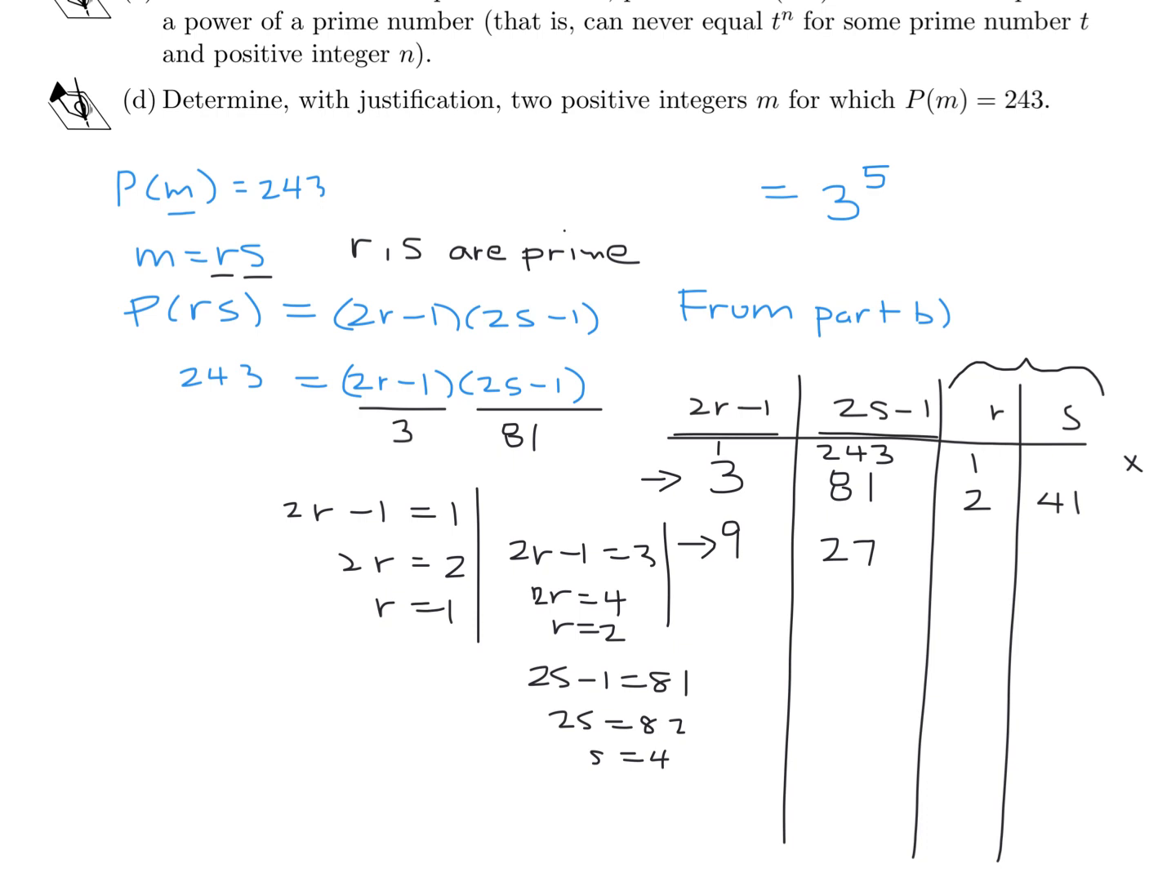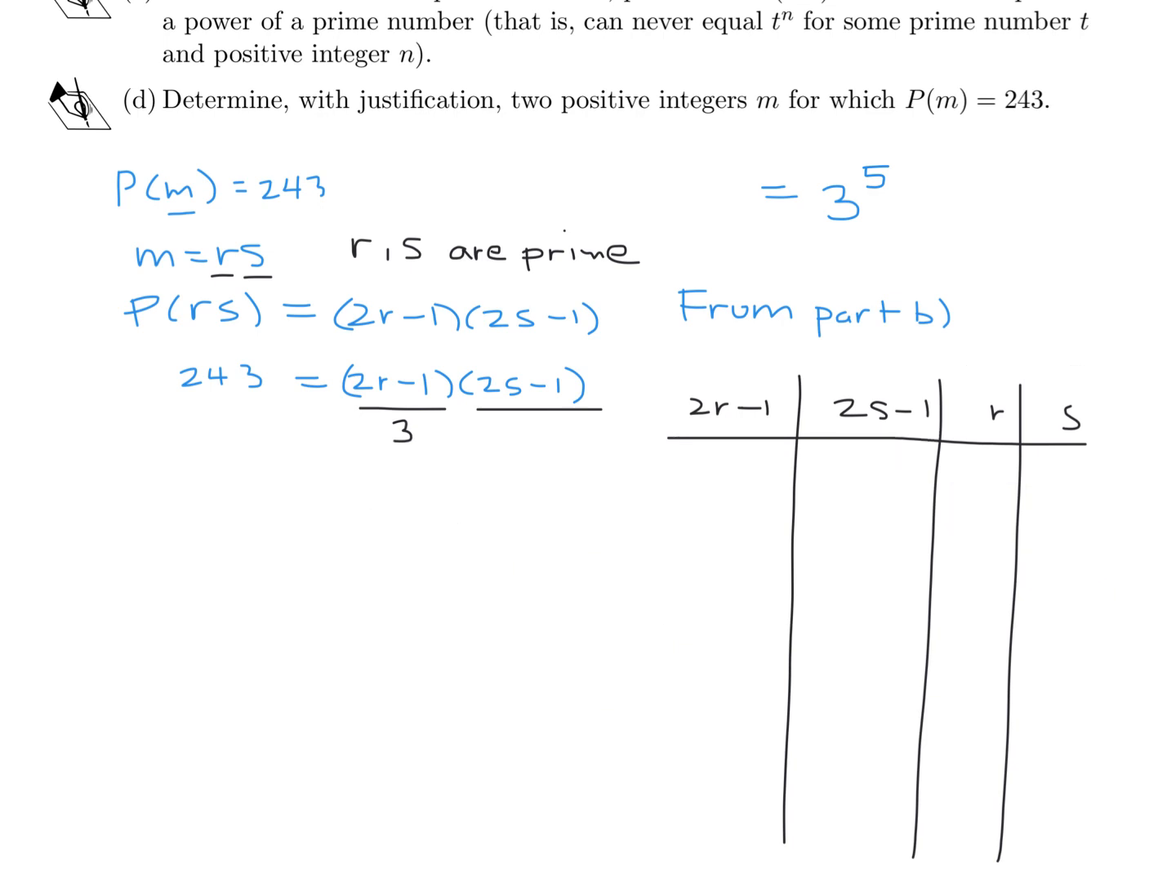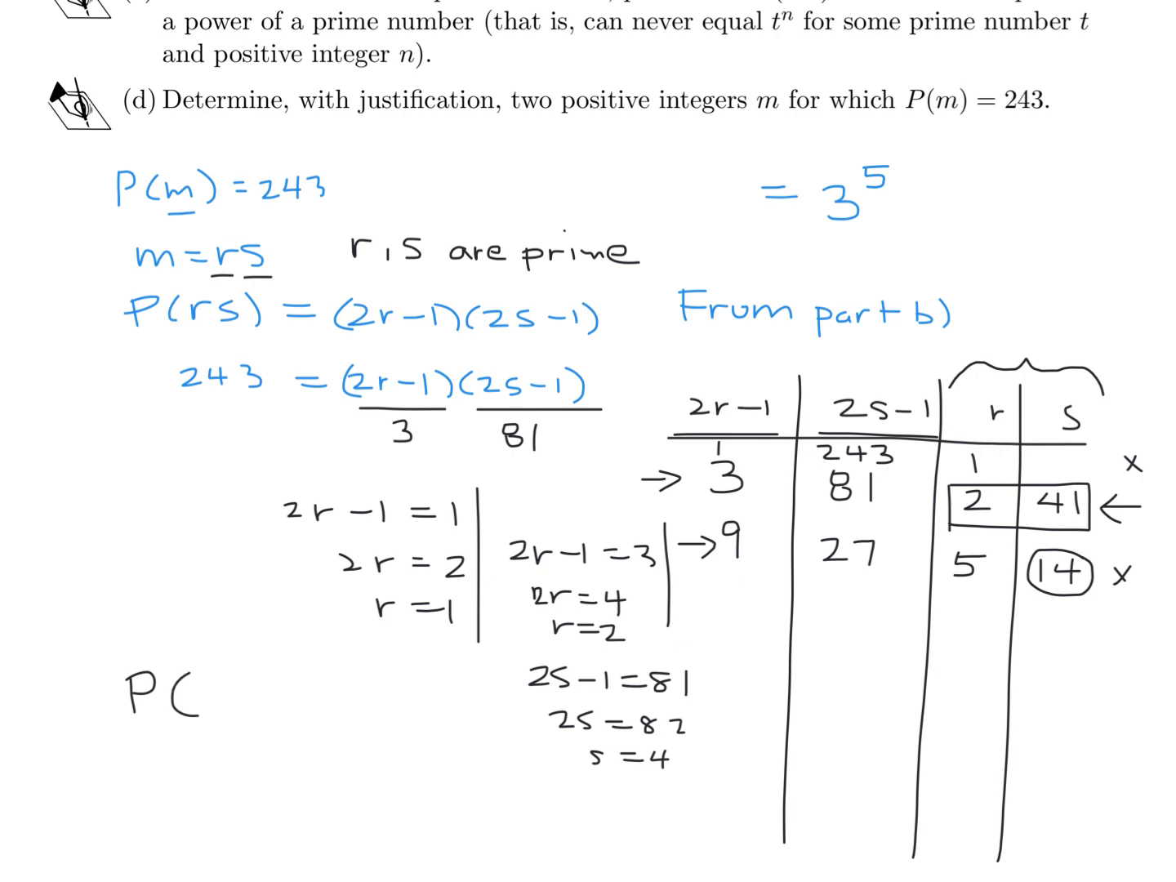And, well, I'll let you figure it out. It's 5 and 14. You got to do some math. And then this is not a prime, so this falls apart. So the only one that works is 2 and 41. So that means that our only solution is P of RS, where R is 2 and S is 41, and that's 243. And therefore, when you do this math, it's P of 81 is 243.